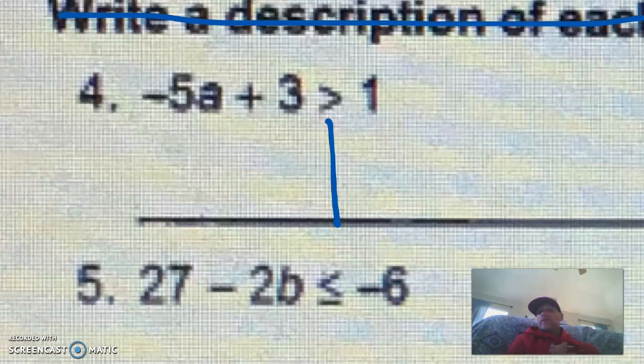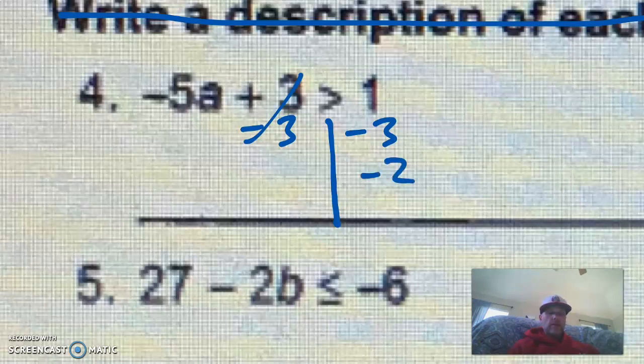The variable right now is a. Remember, we deal with that at the very end, so let's send the constants away. Right now the constant on the variable side is +3. Always do the inverse, which just means opposite, -3 to both sides. That's 0. And 1 minus 3 is -2.